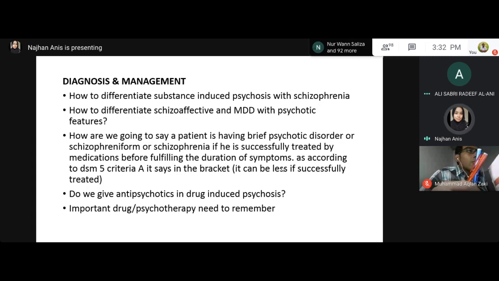Okay, doctor. Do we give antipsychotic in a drug-induced psychosis? Yes, you can. If the psychotic features are severe and causing severe disturbances in the patient, for example, agitated and aggressive behavior, and the psychotic features are very severe, we can use it for the short term.